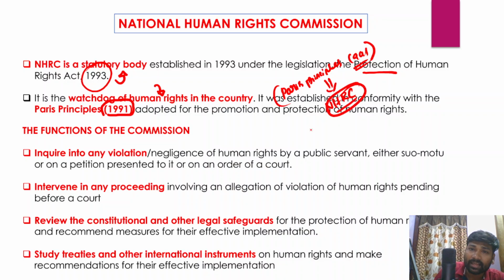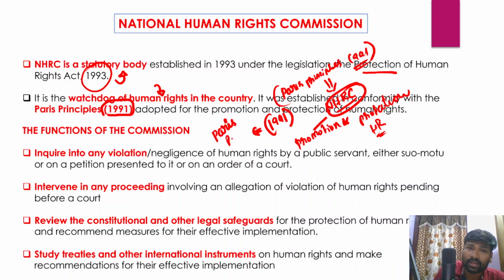The responsibility of the National Human Rights Commission is to ensure the promotion and protection of human rights of the people. Protection and promotion of human rights of people is the primary responsibility of the National Human Rights Commission, and it has been established based on the Paris Principles of 1991.